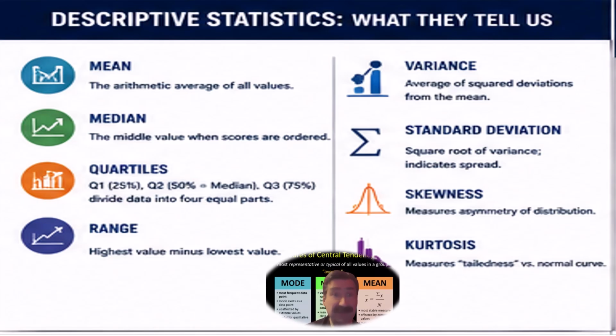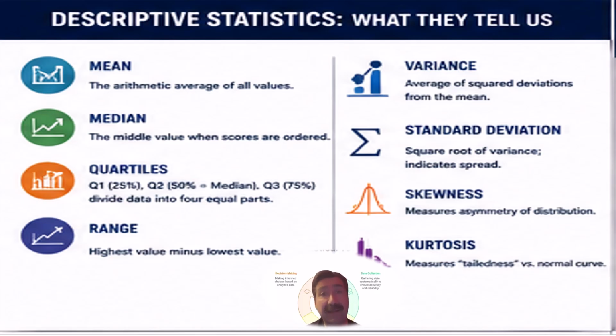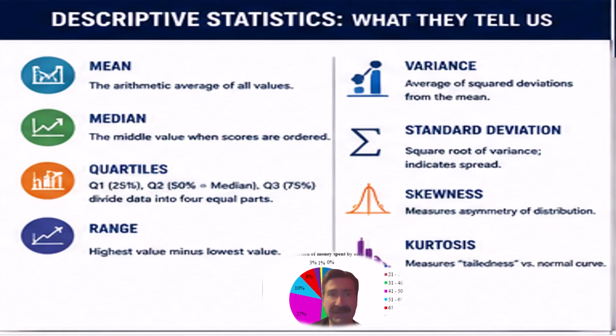Let's dive deep into descriptive statistics, what they tell us. Descriptive statistics summarize the characteristics of a data set. Think of them as the first layer of interpretation. The mean represents the arithmetic average. The median represents the middle value. Quartiles divide the distribution into four equal sections. Range measures the spread between the highest and lowest values.